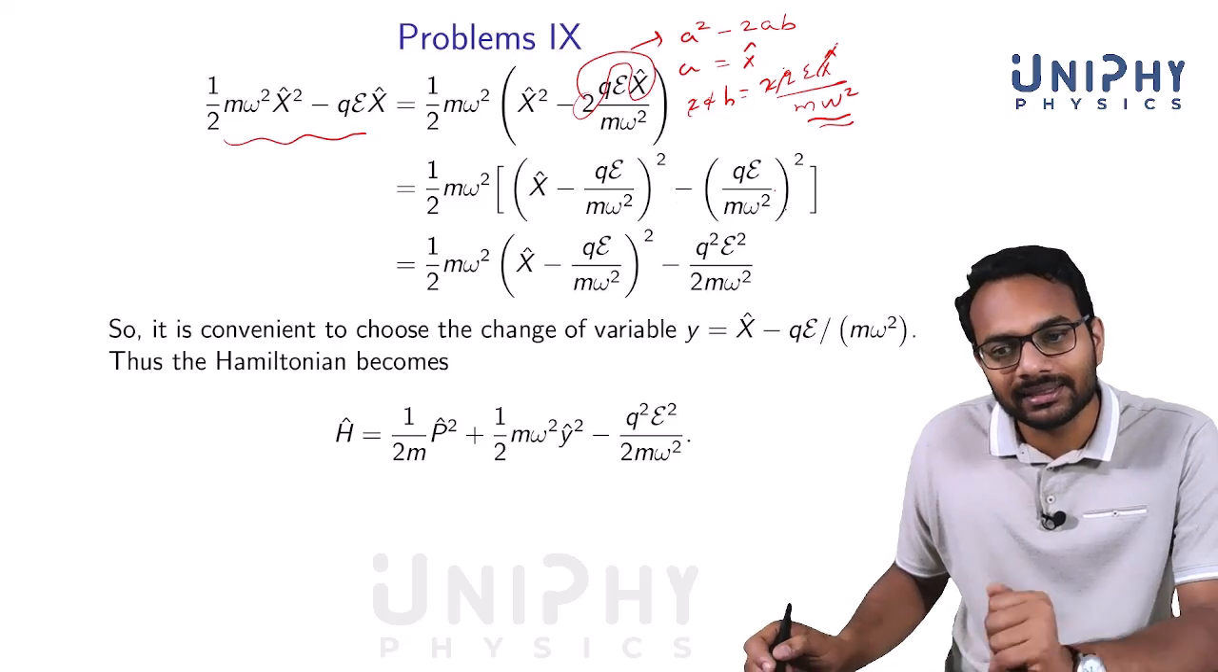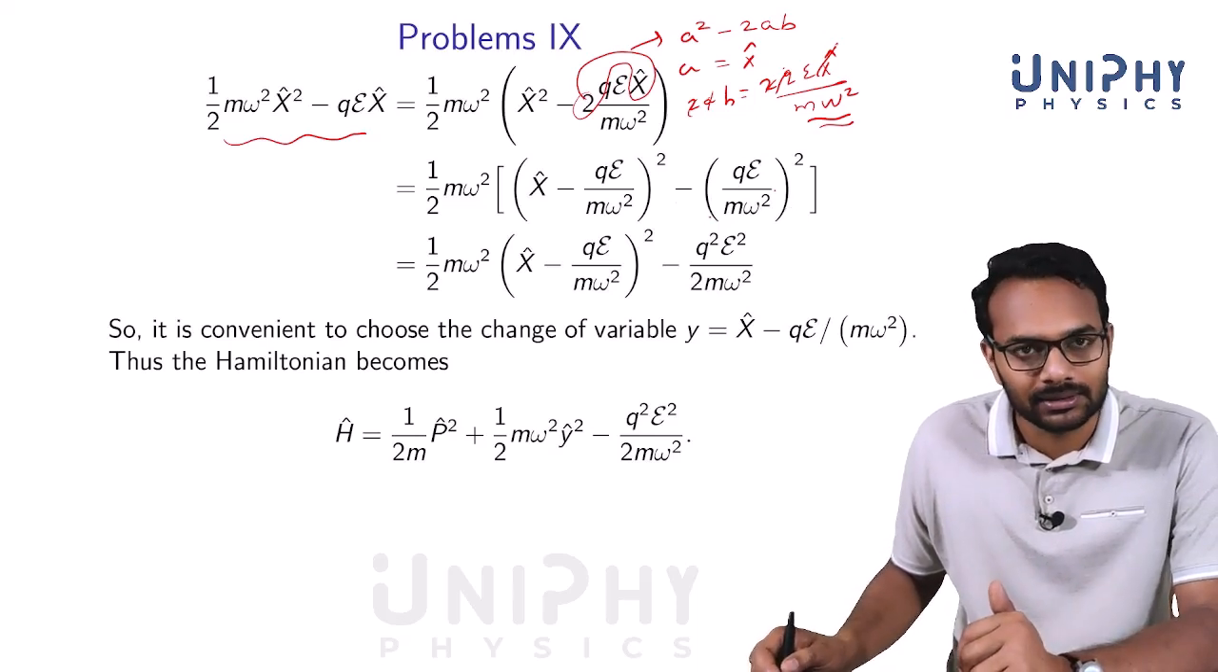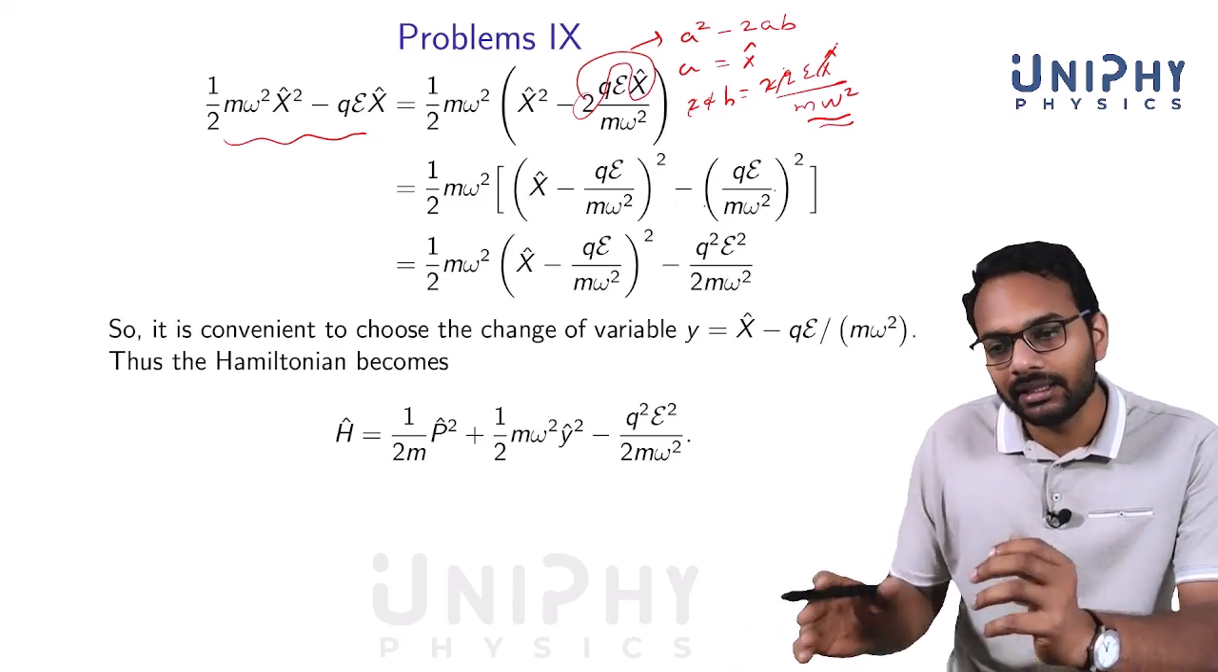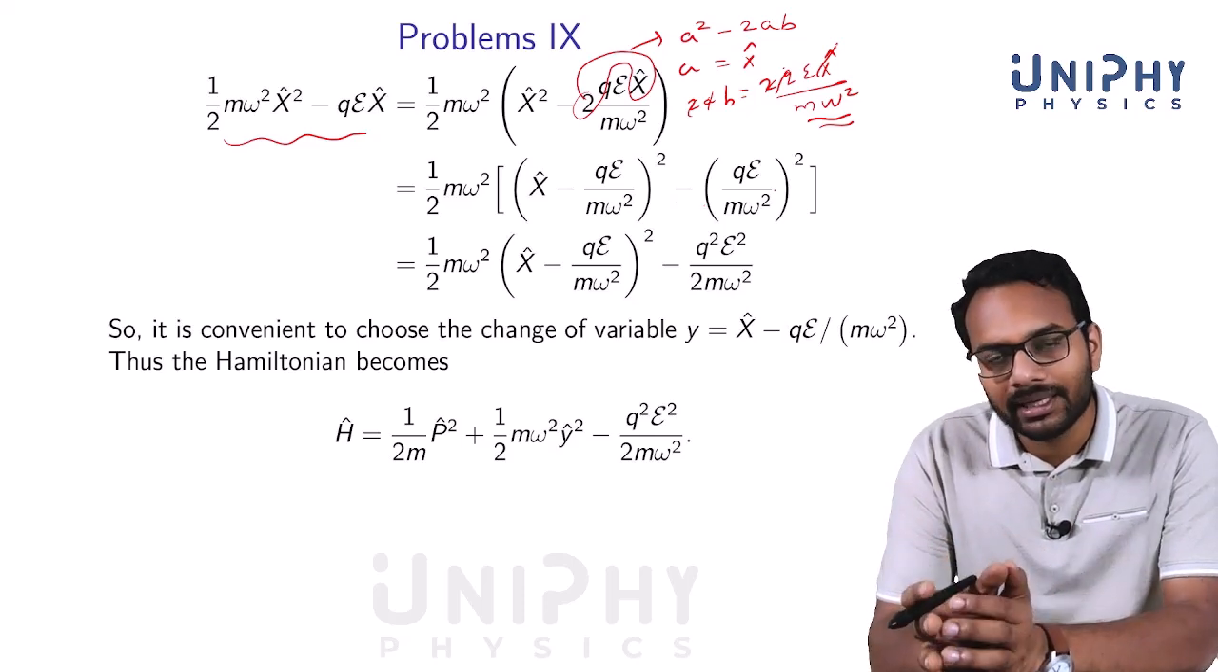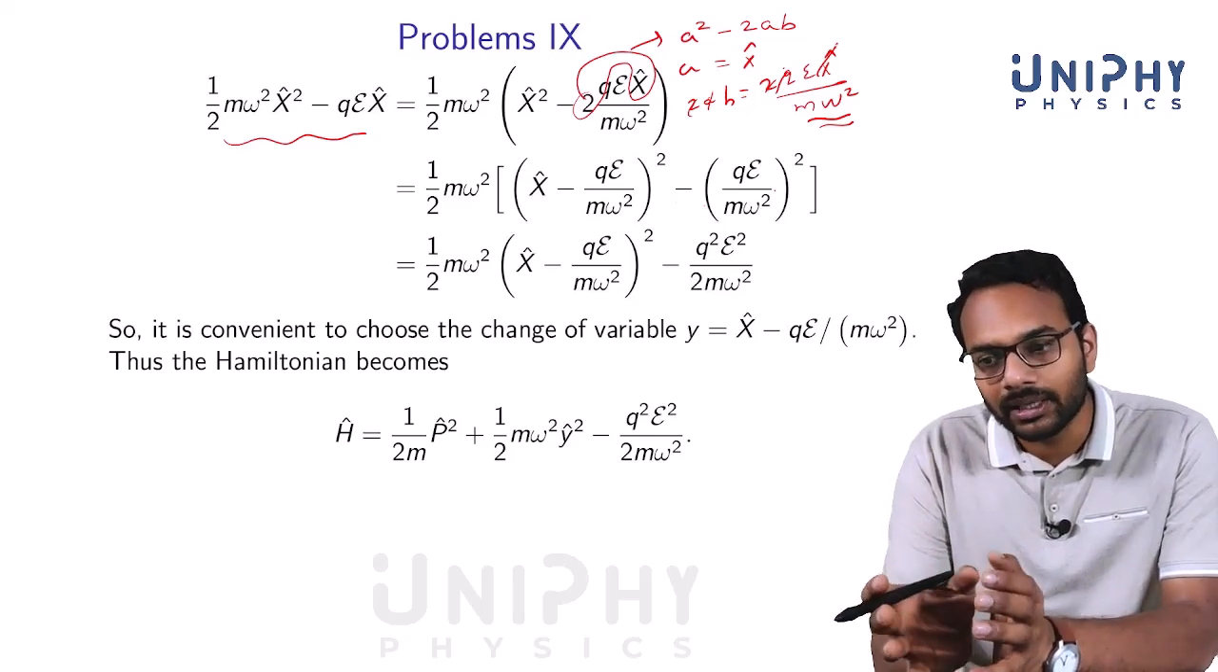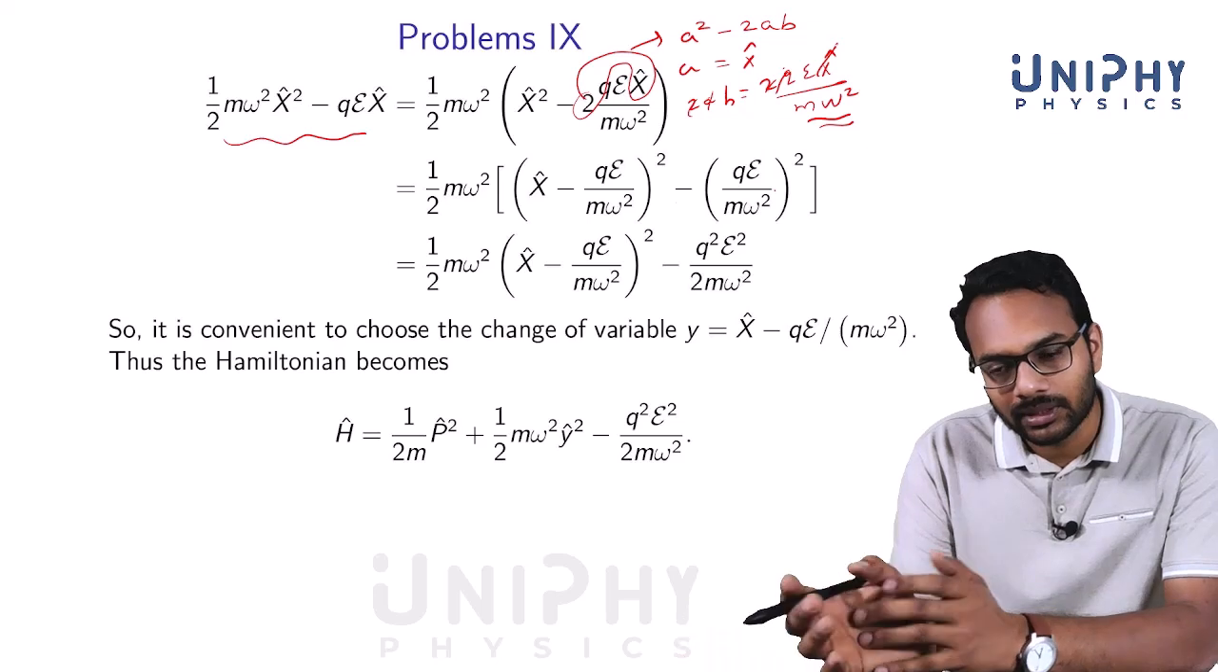Now, this makes things simpler. That's exactly why we do this, right? We are writing the given term in a form which is a complete square minus a constant term. So that makes things easier.